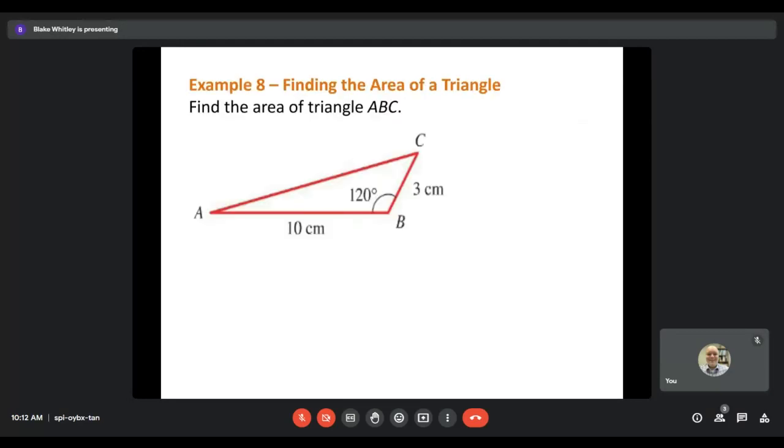Okay, so here we go. So we want to find the area of this triangle here. Again, our formula was area equals 1/2 A times B times the sine of theta. And theta has to be the angle between the two sides that are given. Well, for this one, we have area equals 1/2. We have two sides, 10 and 3. And we have the angle that's between them. So we're going to multiply that by sine of 120 degrees.